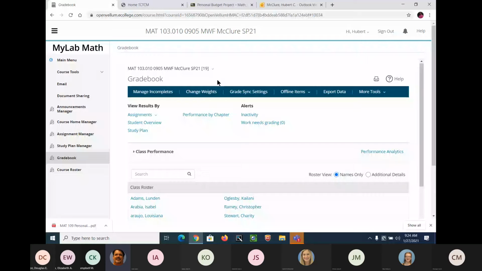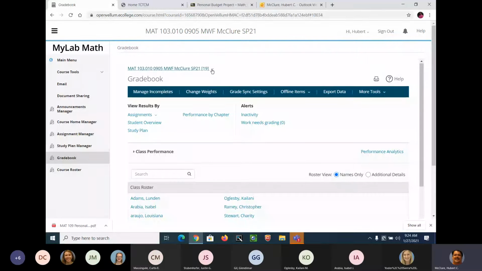The registering: 19 have registered out of 21 onto MyLabsMath. So good job for those 19 people.